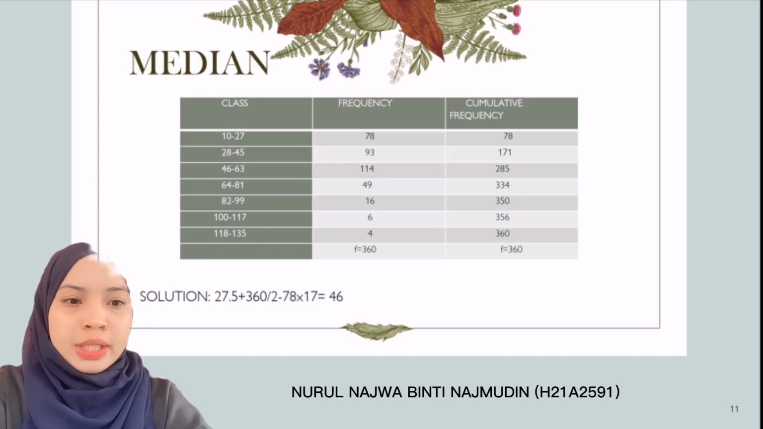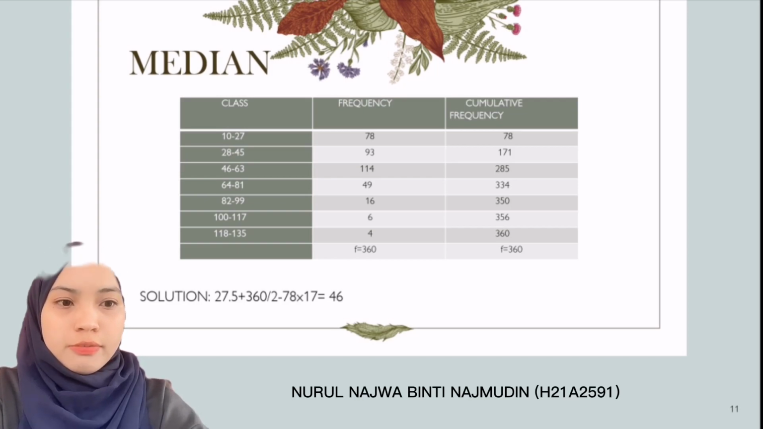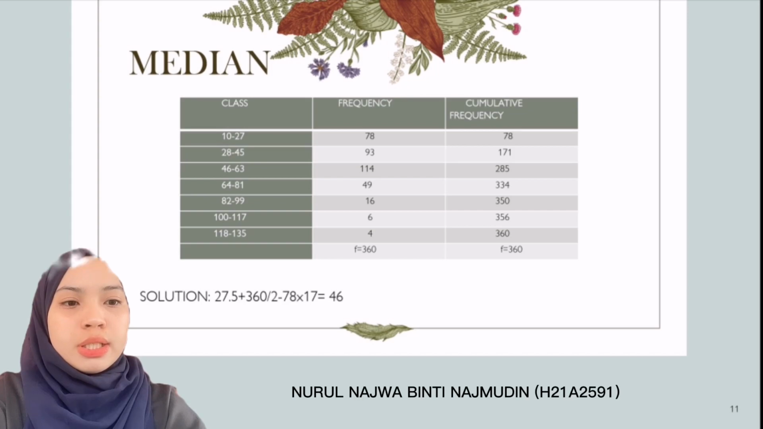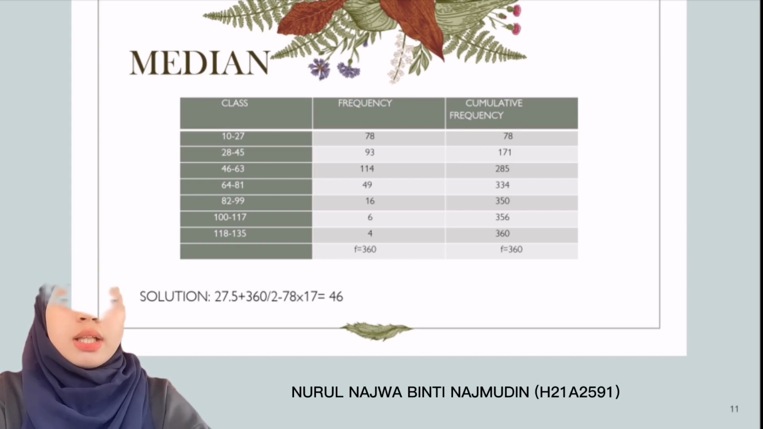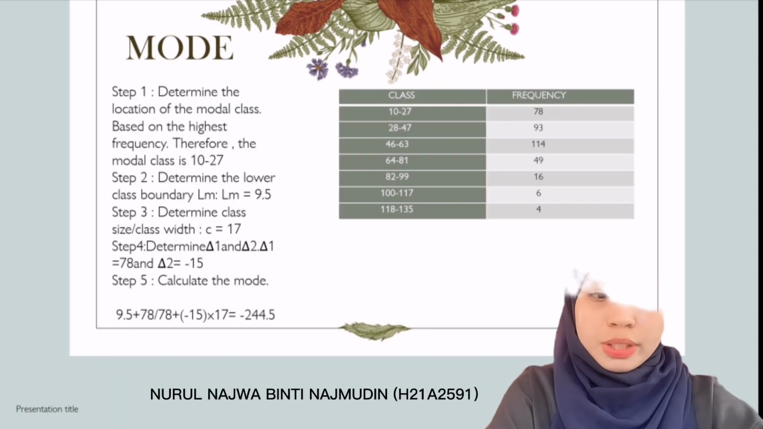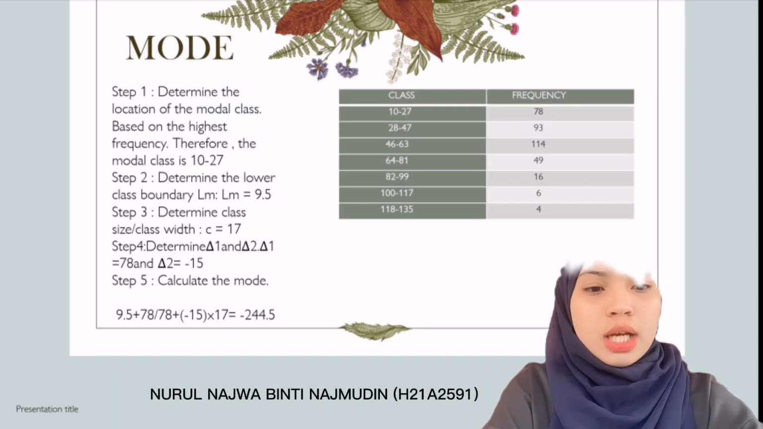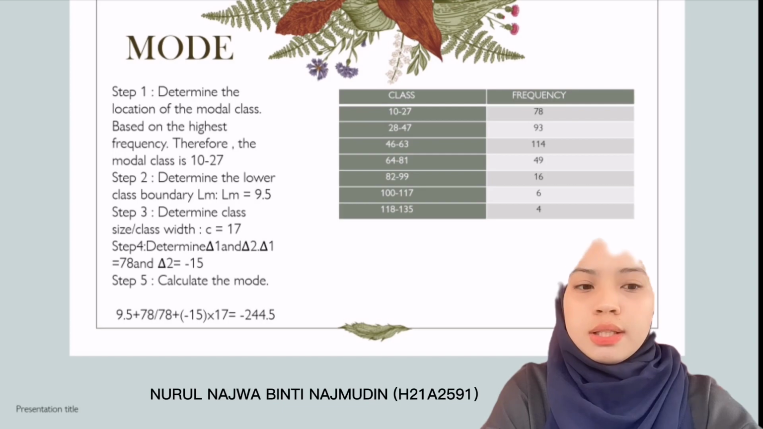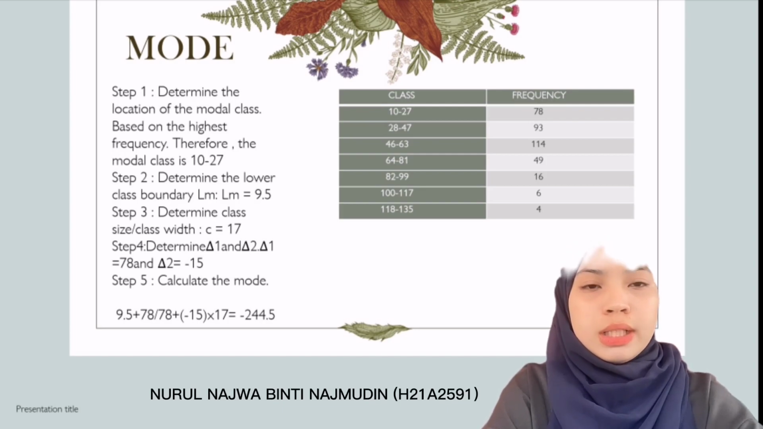The way to get the median is to divide the sum of the frequencies by 2, then look at the cumulative frequency where that number is, take that class, and calculate together with the lower class boundary and class size. The way to get the mode is to take the class with the highest frequency, together with the class size and so on. The steps are as shown in the slide.